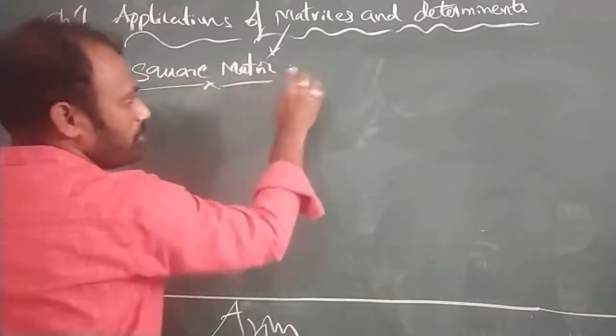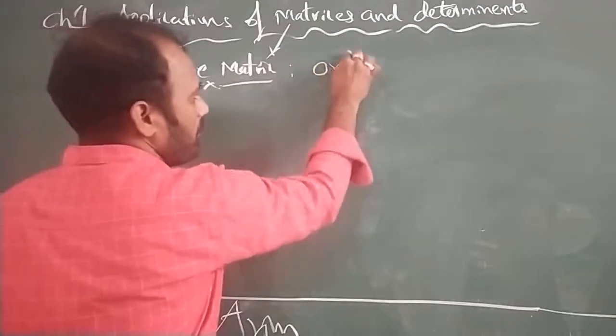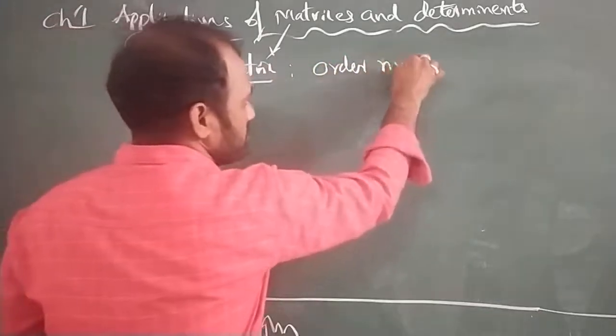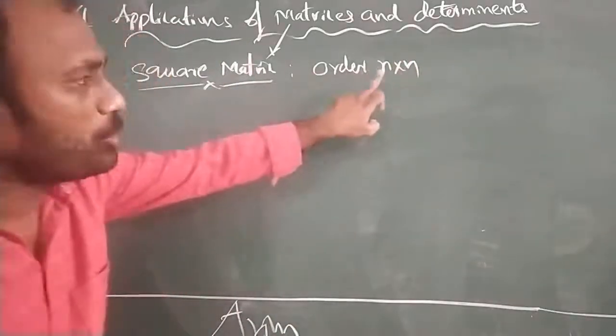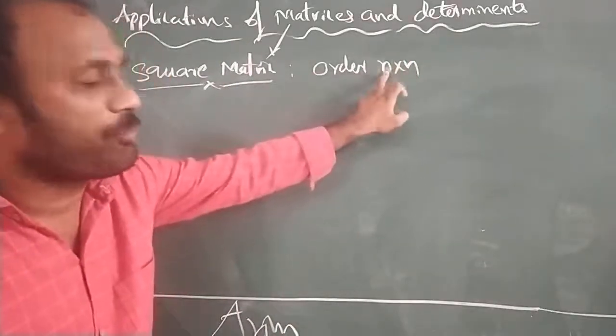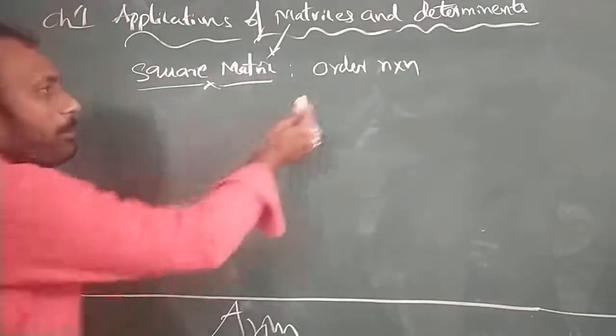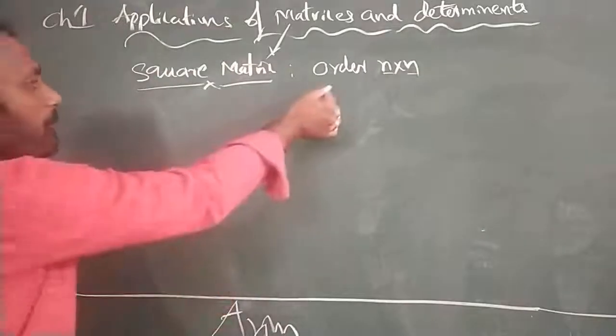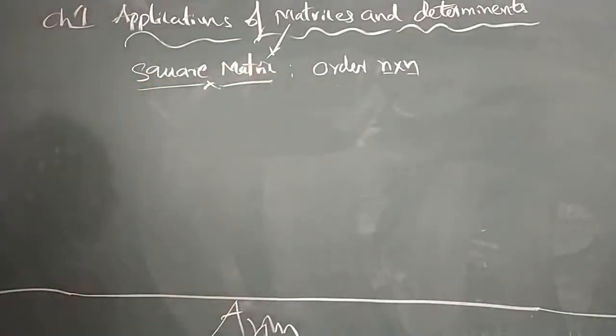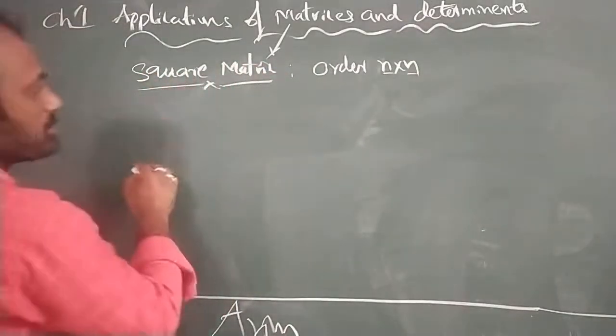A square matrix is a matrix whose order is n by n. It may be a 2 by 2 matrix, or 3 by 3, or 4 by 4, whatever the order might be, but the same number of rows and the same number of columns must be there. That type of matrix we are going to call a square matrix.